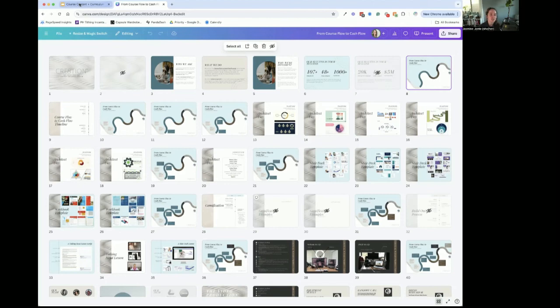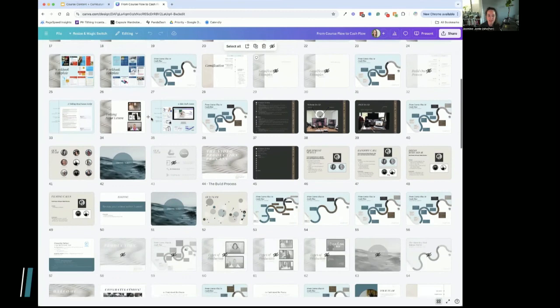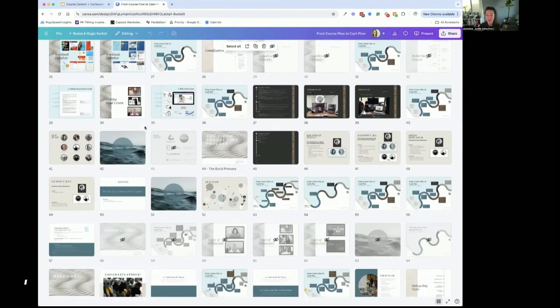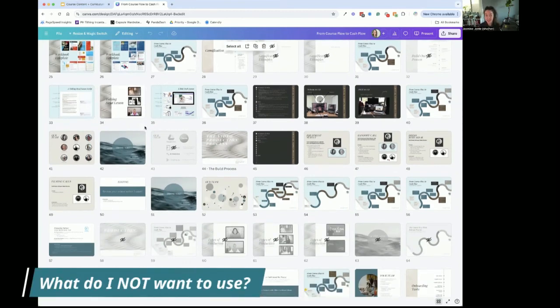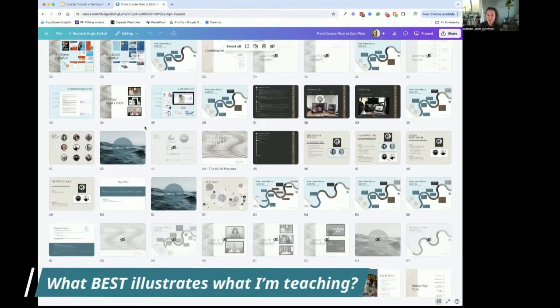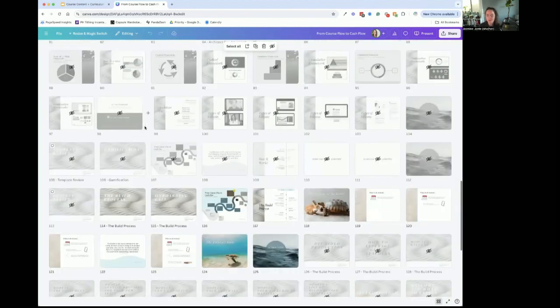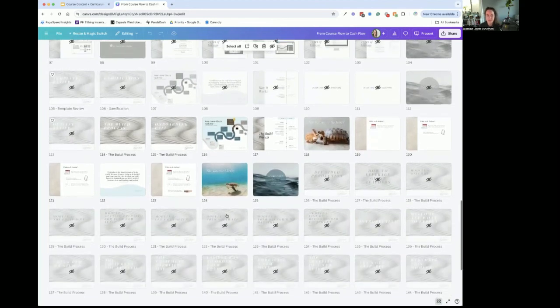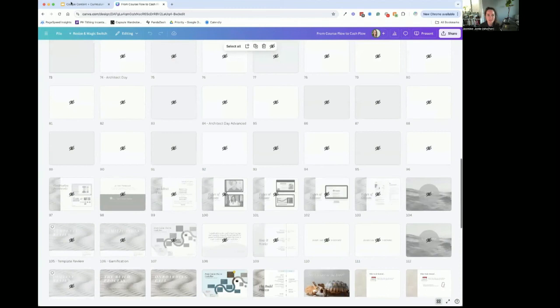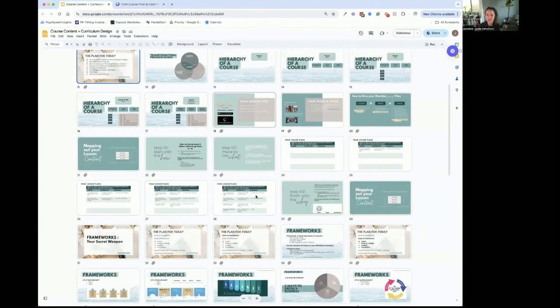Okay, so as I evaluate these, I'm looking at these again from this perspective of what can I use? What do I not want to use? And then of that, what best illustrates what I'm teaching? Because the truth is, a lot of this stuff in here, you don't need to know in order to get our process. A lot of this is things that were helpful in the instance that I used them, but they're not the most helpful in the instance that I am now teaching inside of this product or program.